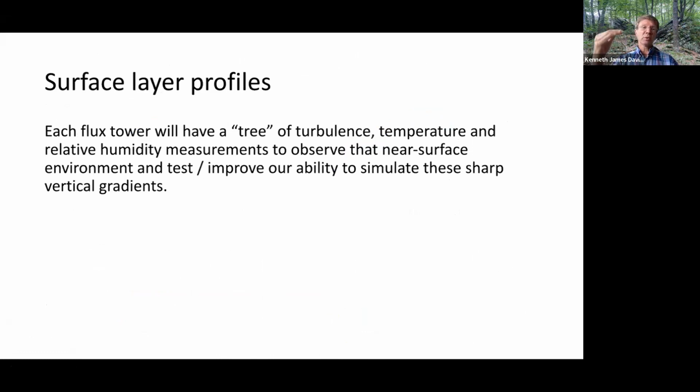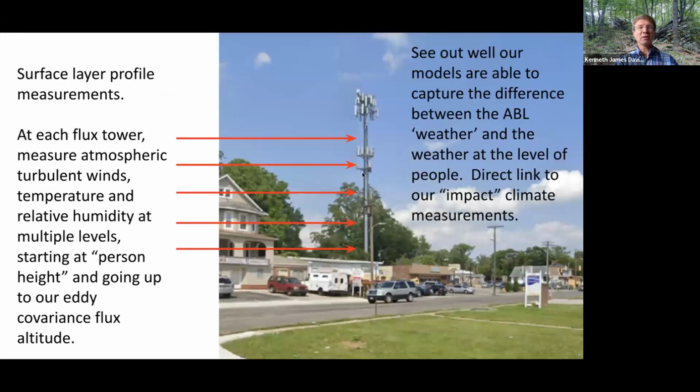So each one of the flux towers is going to have a tree of turbulence, relative humidity, and temperature measurements below the flux measurement level. And this is Ying Pan's work. She'll be doing this as part of the Penn State team. And so just to give you a picture, imagine we're measuring the eddy covariance flux here. We'll have measurements all the way down to person level so that we can see how well our models do or don't capture that surface layer, so we can translate the boundary layer into person level conditions. Models may or may not do a good job of that. That's a tough job, especially in a city.